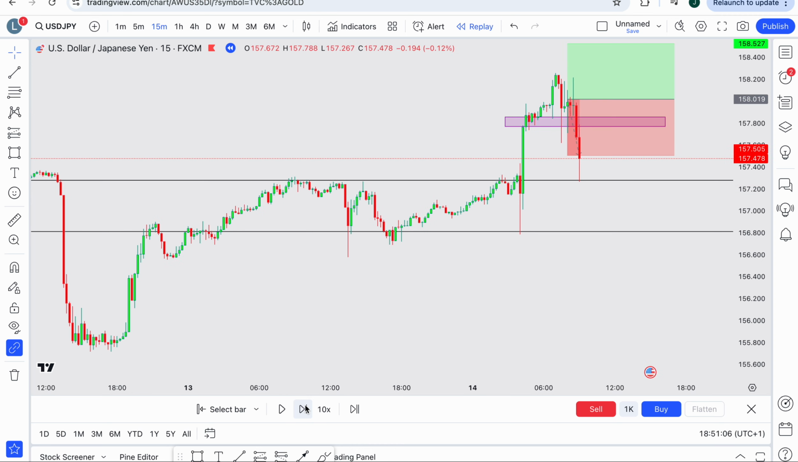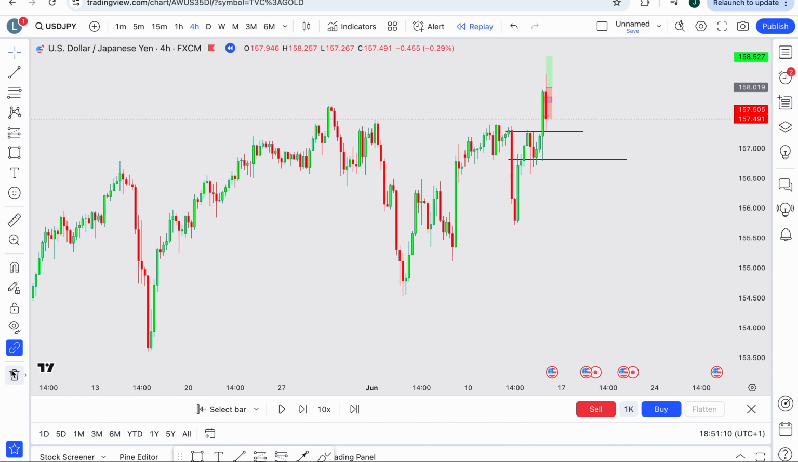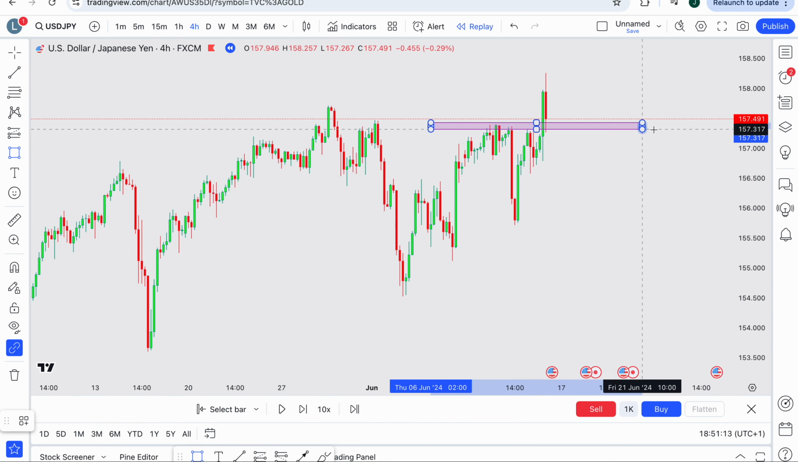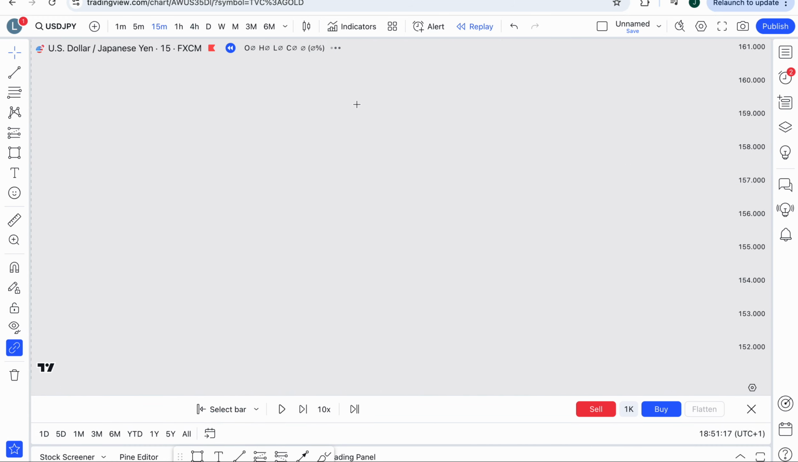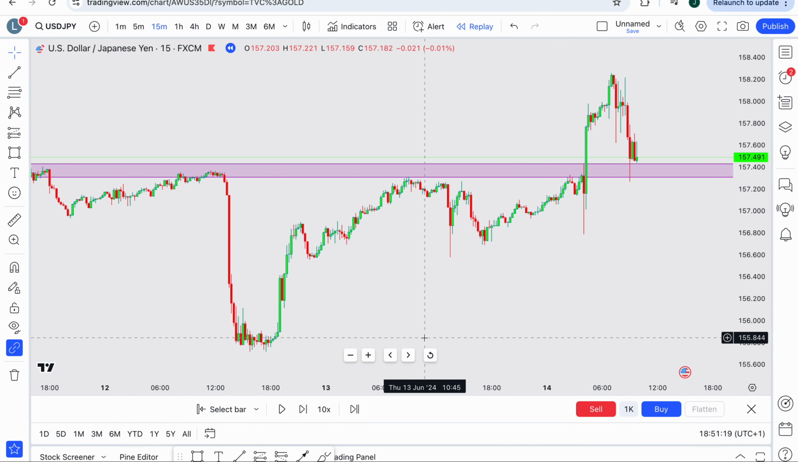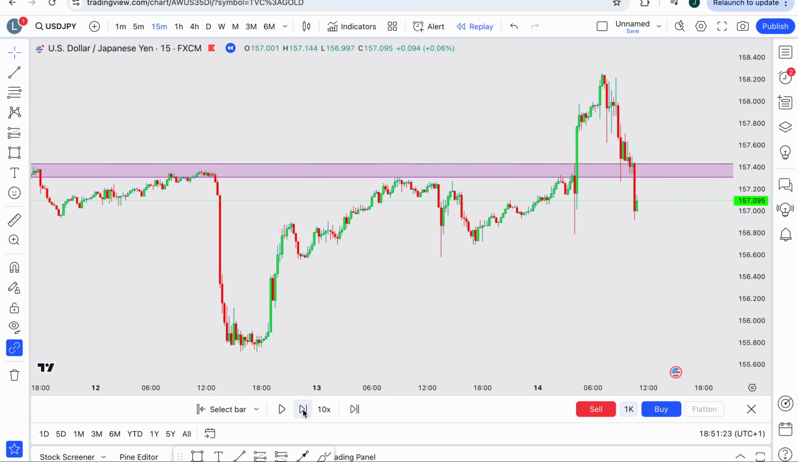Okie dokie. What's the 4 hour looking like? Okay. With the 4 hour, we had a little retest. So let's assume we were waiting for the 4 hour break. Sorry, the 4 hour close. What do we have? Let's wait for something bullish to happen.